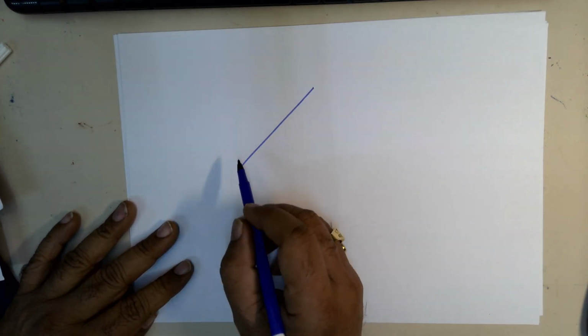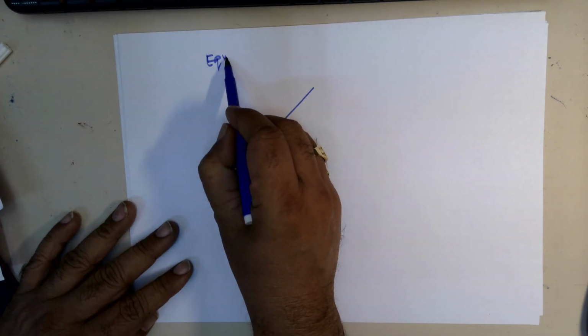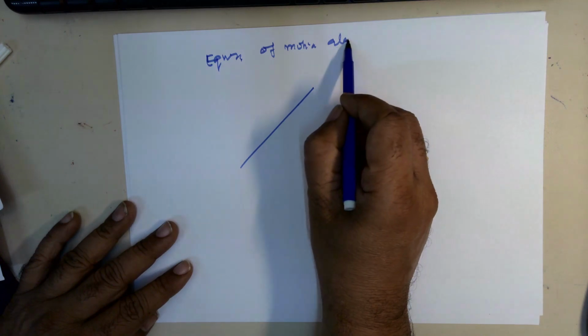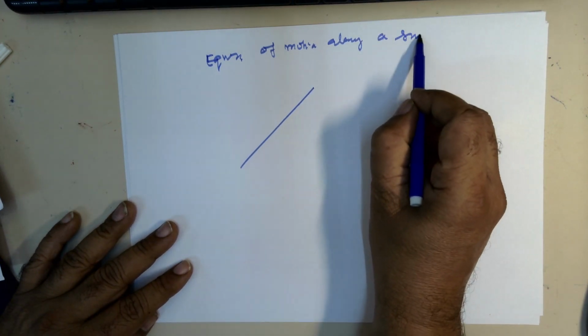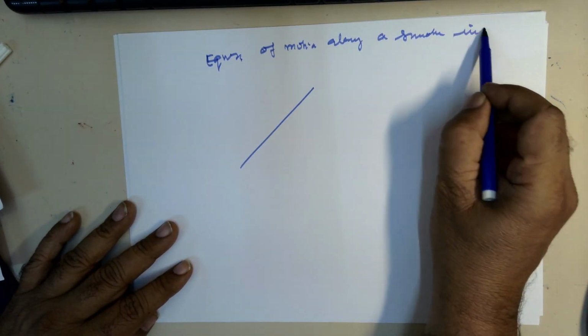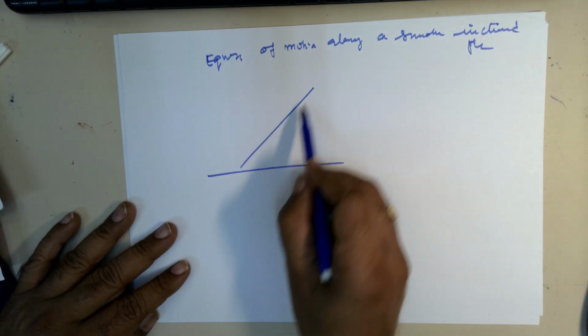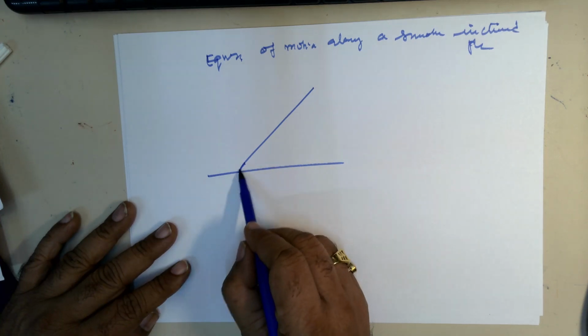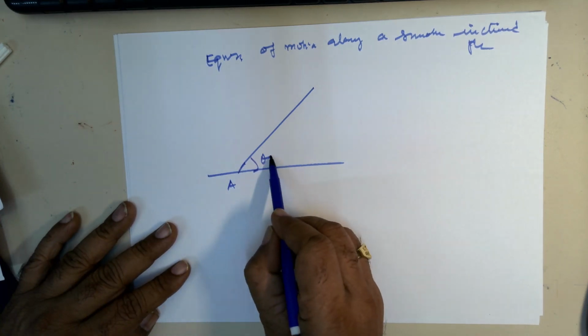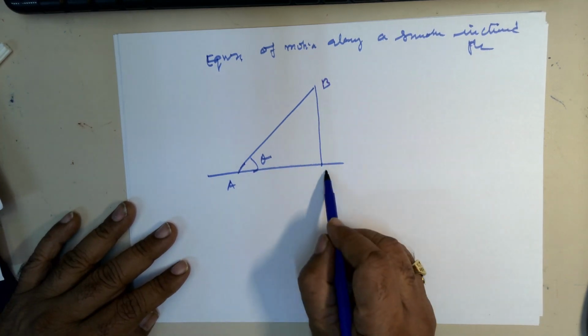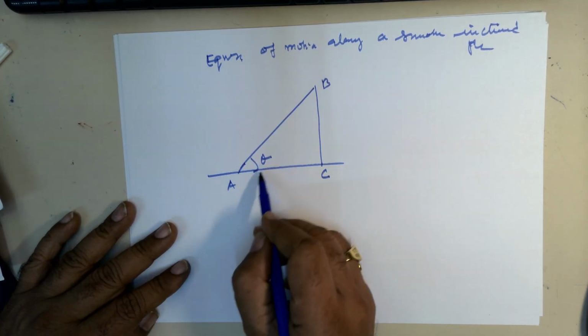So this is another concept. Take down, write down: equations of motion along a smooth inclined plane. This is a smooth plane. Now let me consider this is the inclined plane, inclined at an angle theta. And this is the vertical height, that is BC. Now the inclined plane AB is at an angle theta.